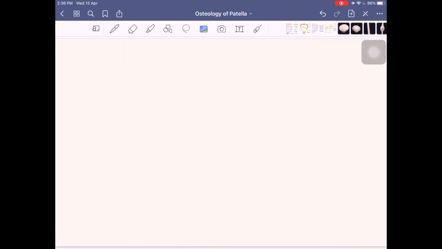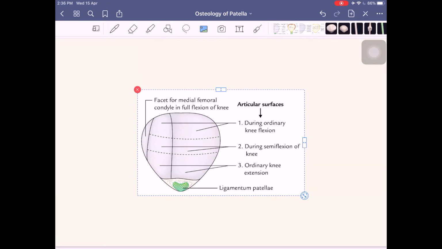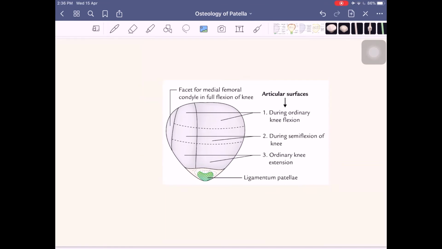Now if you see the larger area again, your larger lateral area is lying in contact with the lateral femoral condyle. So this entire part remains in contact with the lateral articular area in all the positions of the knee. Here you can see this is again divided by two faint ridges, one faint ridge here and the other, into three areas: 1, 2, 3. So you see the upper area on the lateral part is in contact with your lateral condyle during ordinary flexion. Right now if you are sitting, this is the part which is coming in contact.